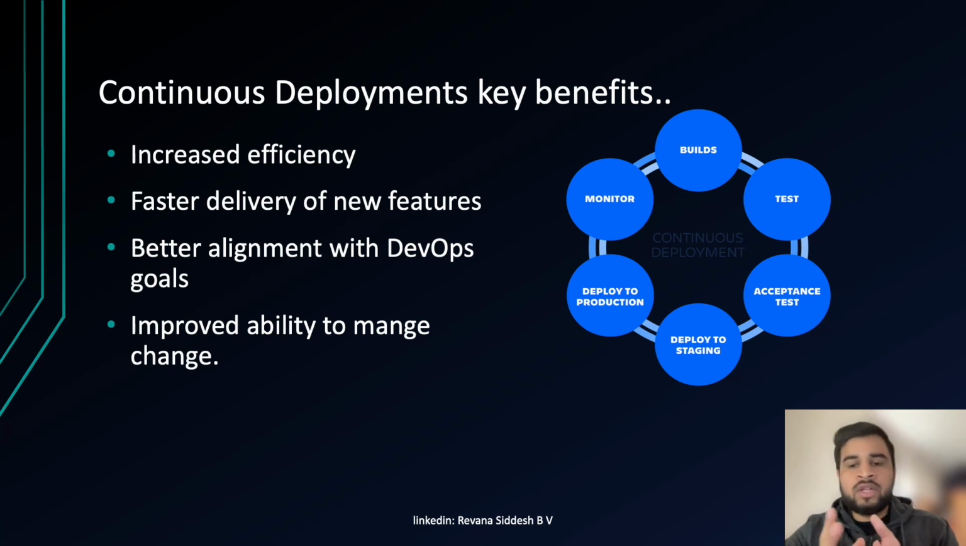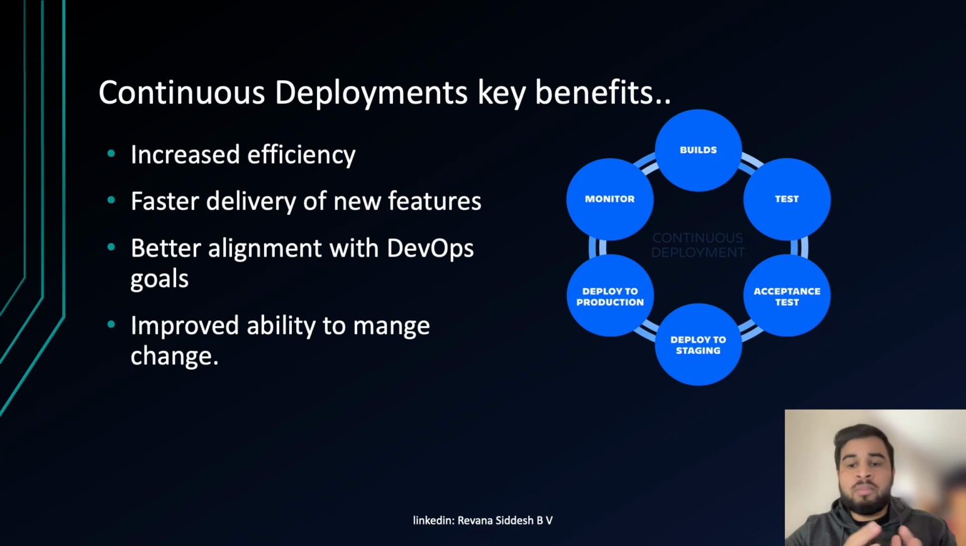Better alignment with DevOps goals. Continuous deployment is easily and closely aligned with DevOps goals of improving collaboration, efficiency, and speed of the software delivery process. By automating the deployment process, continuous deployment helps organizations to achieve these goals.